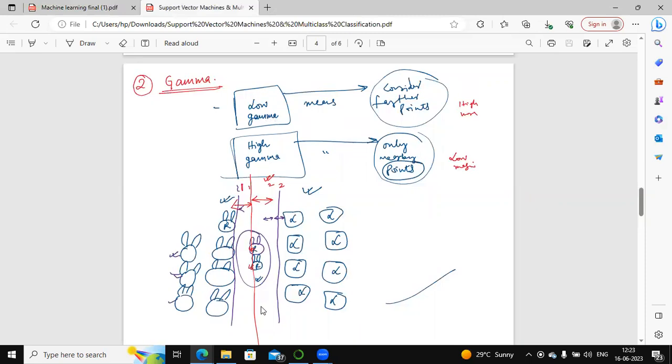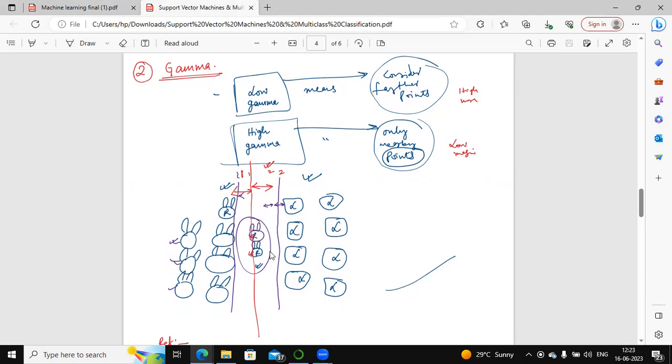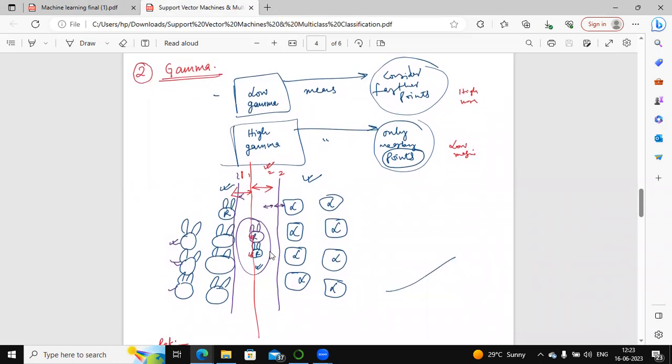Low gamma gives a higher margin, making sure that we have a high margin, which will give you a better result, but high gamma gives a lower margin, as it looks into nearby points. As low gamma gives a high margin, we consider farther points. So this will consider farther points from here and farther points from here. Whereas high gamma will look into nearby points, which is the main problem, the cause that is giving us the low margin.